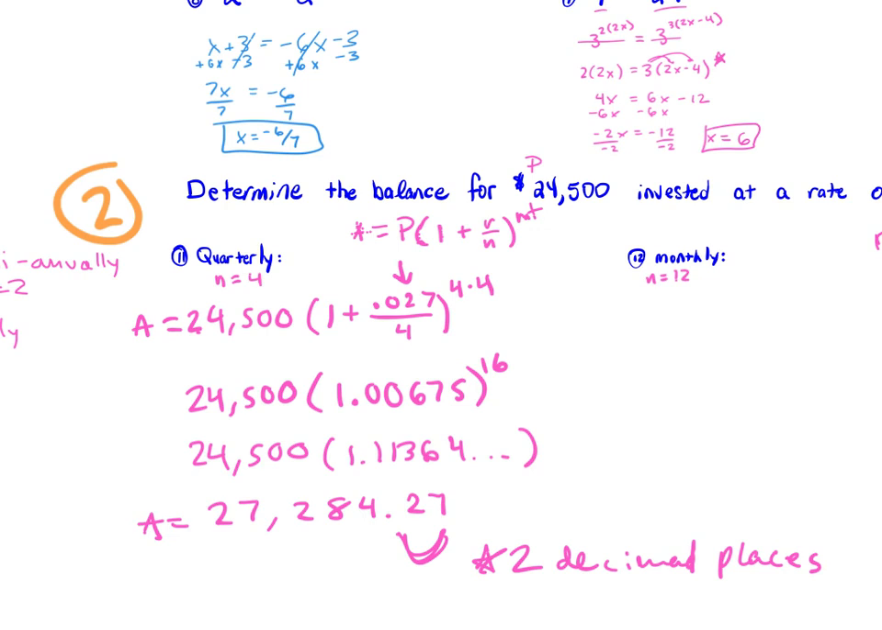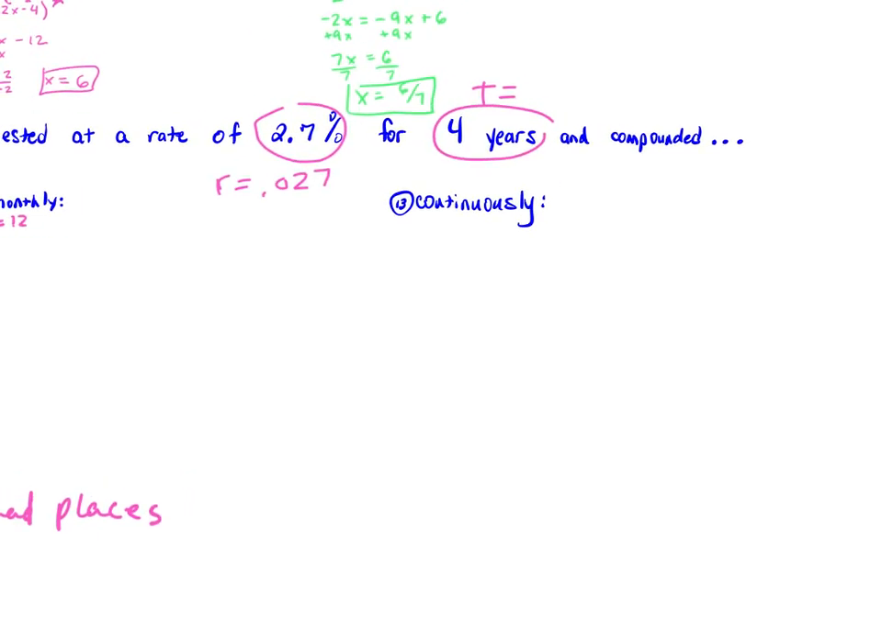So for all of these questions, since we're talking about money, we want to leave with 2 decimal places. Okay, we have 5 minutes left, so I wanted to do the compounded continuously one. So here we have our APERT formula. So A is equal to P times E to the power of RT. So our P is the same, 24,500. Our E is just a button in our calculator. Our R is 0.027, and T is 4. So first we need to do 0.027 times 4.